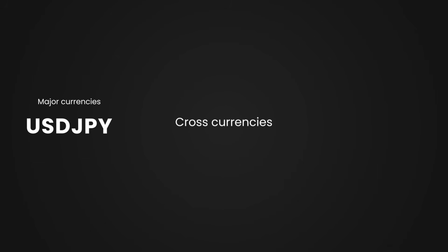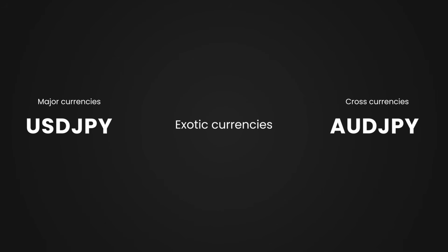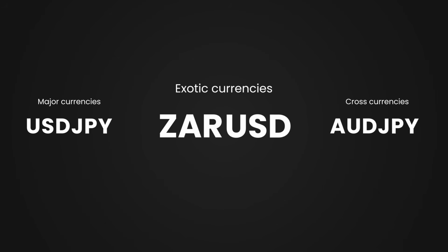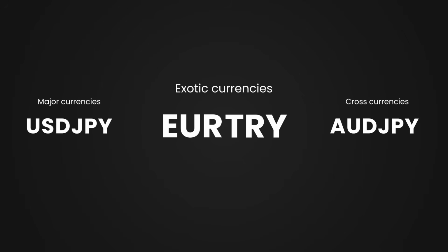Next, you have the crosses, still big players, but without the US dollar. Think euro pound or Aussie dollar yen. They can be a bit more dynamic. And finally, the exotics, a mix of a major currency and one from a smaller economy, like dollar rand or euro lira. They're riskier, but with more room for bold moves.